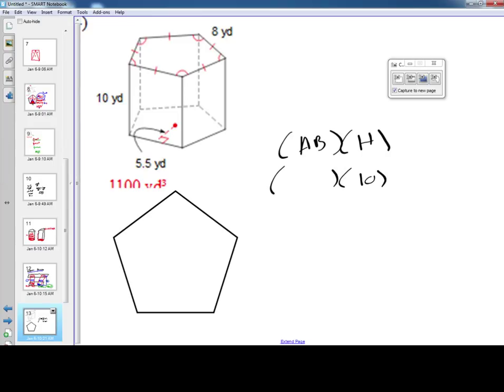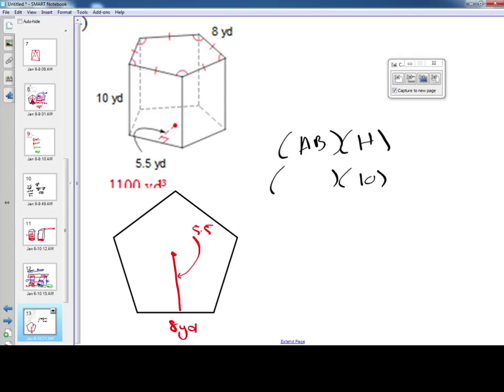So I'm going to try to gather some information. I can see that this little piece here is 5.5. So that looks like about the center. I know that this is 5.5. Do I know anything else about that side? How long are the sides? 8 yards. How do I know they're 8? There's an 8 up there, and there's little tick marks on every single one of them. That means that they're all 8 yards. So that means that this would also be 8 yards.